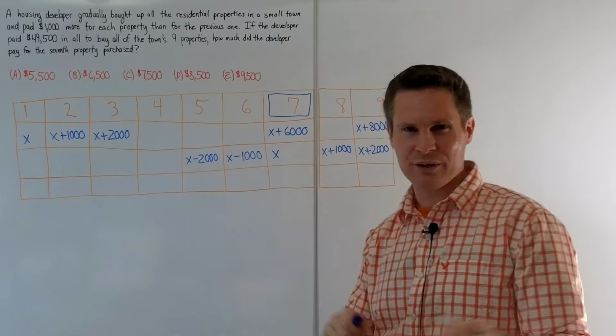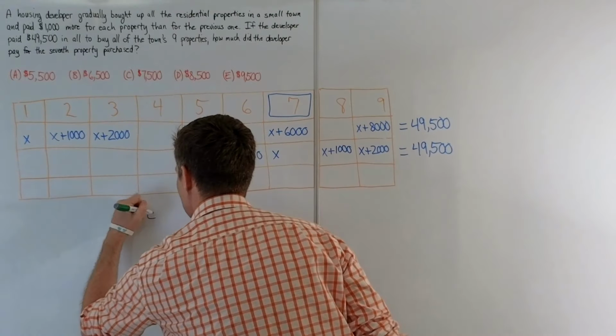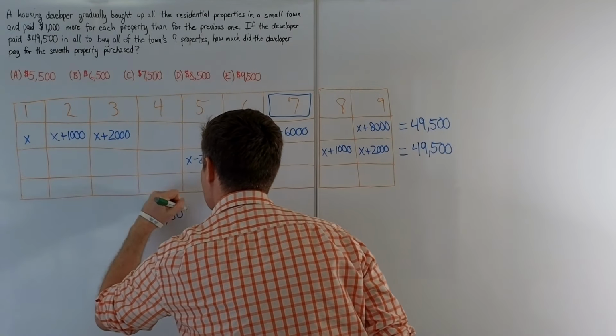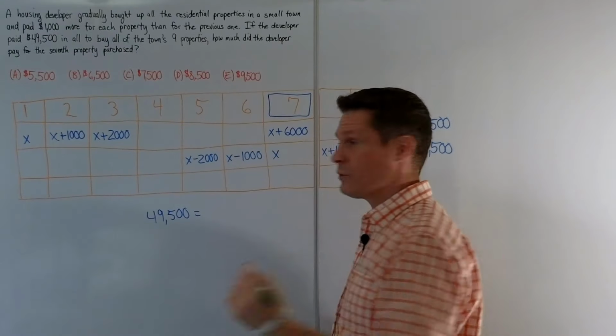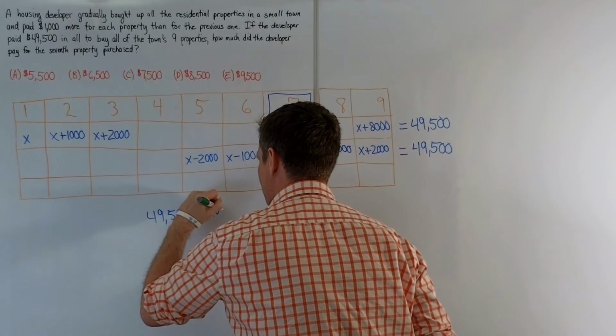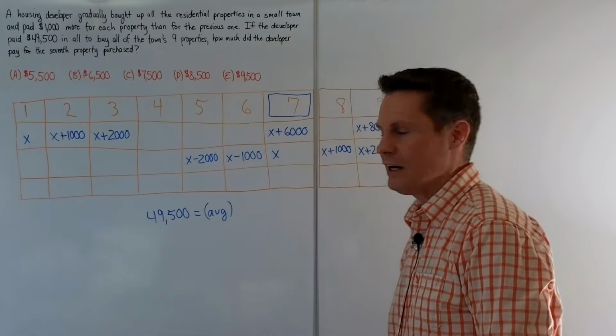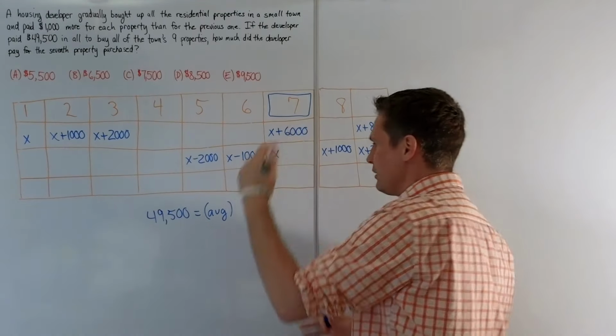So we do know the sum. Okay, so we know that's 49,500. And then we don't know the average, right? So that's something that we'll just have to represent here. And do we know the number of properties?